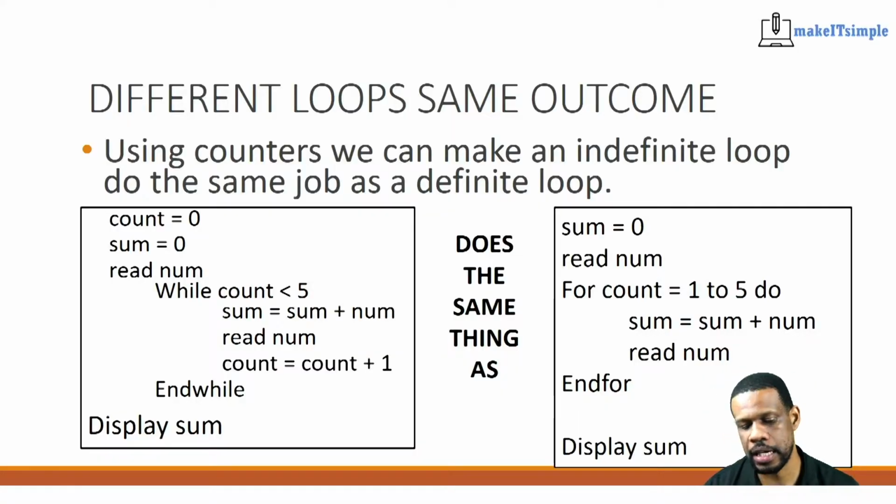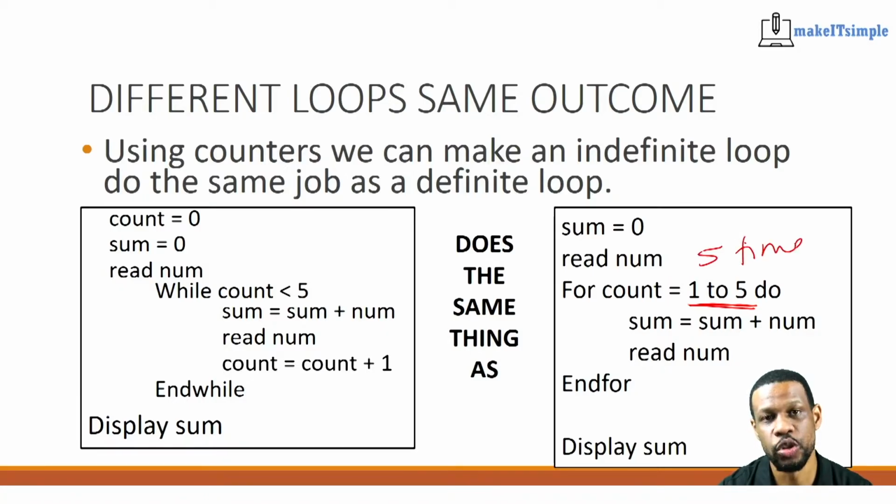So let's see how that works. What we're going to do is look at our for loop. Start to the right hand side. Look at this for loop. This for loop says for count is 1 to 5. So how many times is this loop going to run? 5 times. I'm sure it's going to run 5 times because it says go from 1 to 5.